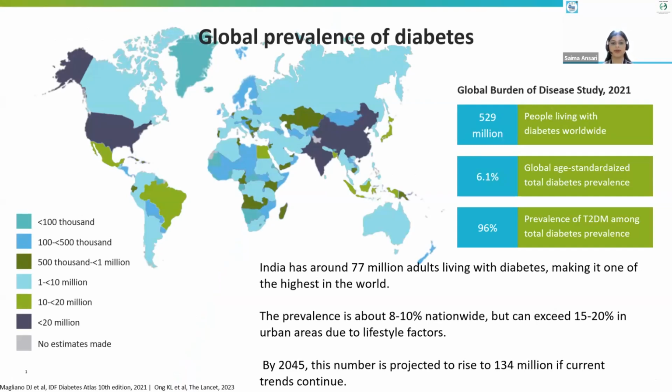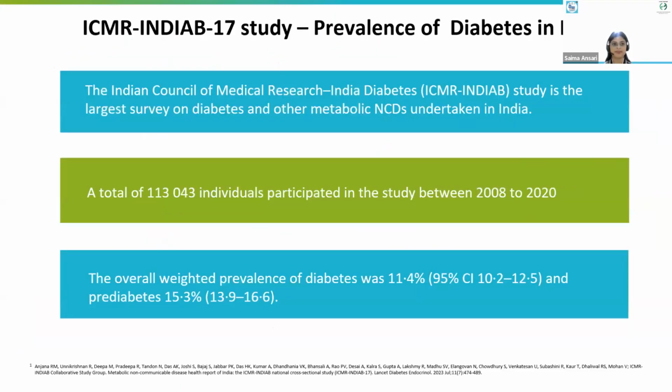So the prevalence is about 8 to 10% nationwide, but can exceed 15 to 20% in urban areas due to lifestyle factors. And by 2045, this number is projected to rise to 134 million if current trends continue.